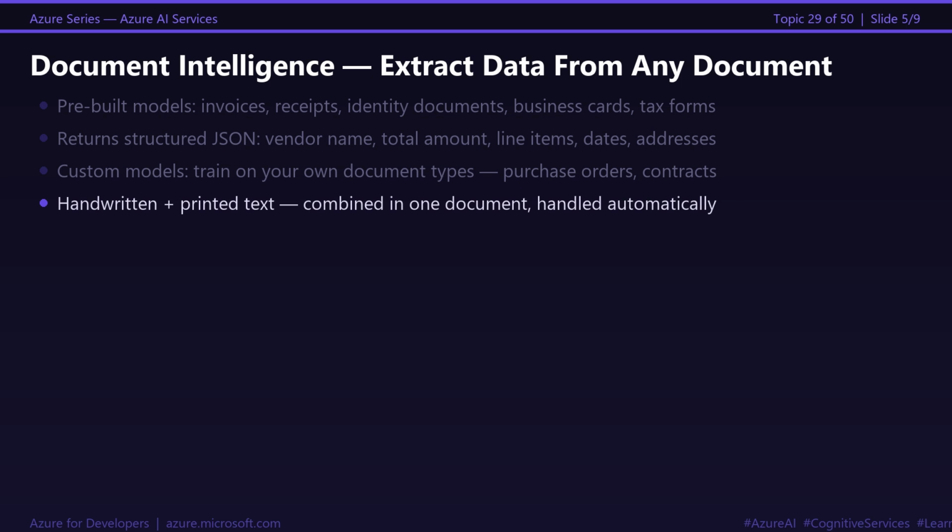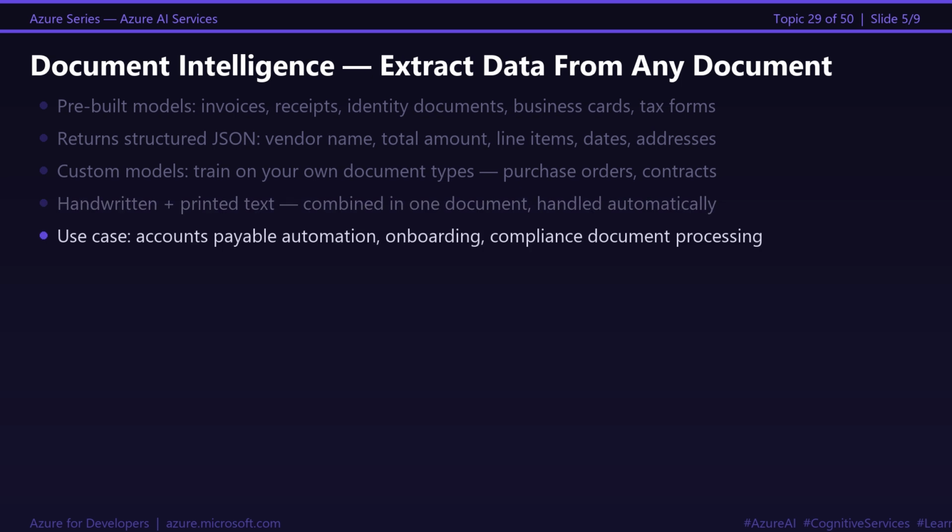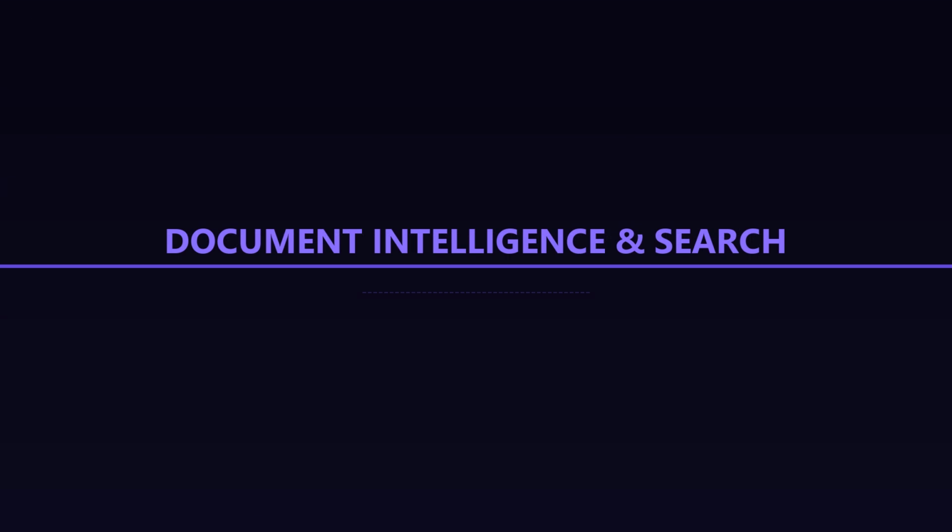Azure AI Search goes far beyond keyword matching. You point it at your data source: blob storage, SQL database, Cosmos DB. The indexer crawls them automatically and builds a search index. No manual data pipeline. No ETL code.